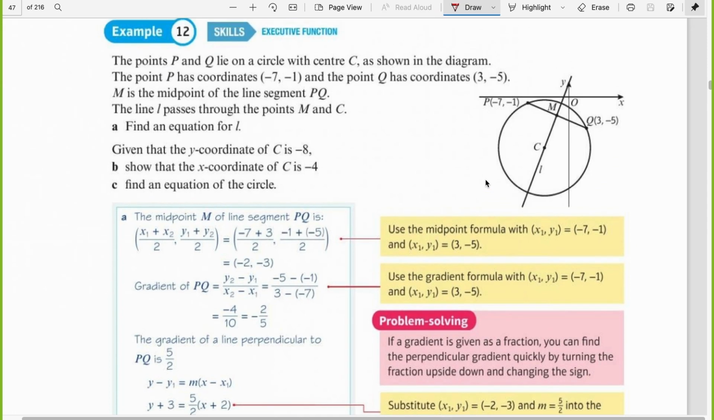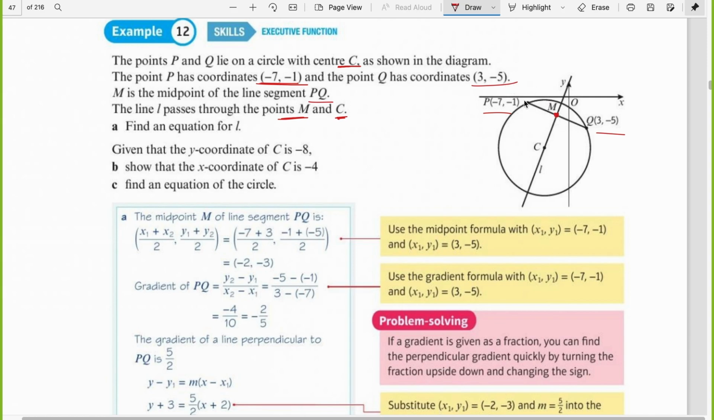Okay, example question. This is a good one. The points P and Q lie on the circle with center C as shown in the diagram. The point P has coordinates (7, -1) as shown, and the point Q has coordinates (-3, 5). M is the midpoint of the line segment PQ. Midpoint could easily be found. The line L passes through the midpoint M and C. Okay, C is the center. Find the equation of line L.